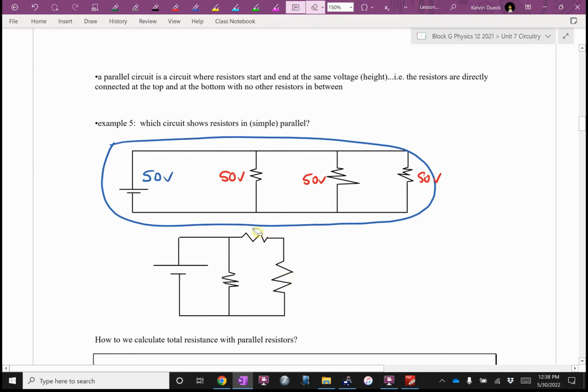Now, I could combine these two. I could add them together as a single resistor, and then I could rewrite that as this. I could turn it into a simple parallel where those two are in parallel, but that's not what they gave me. These two, if this is 20 volts, this is not 20 volts and 20 volts. These two will add to 20, but I don't know more than that.